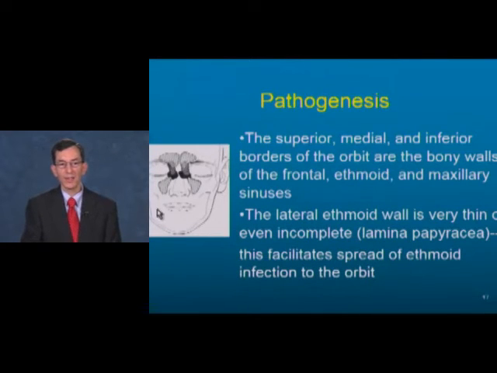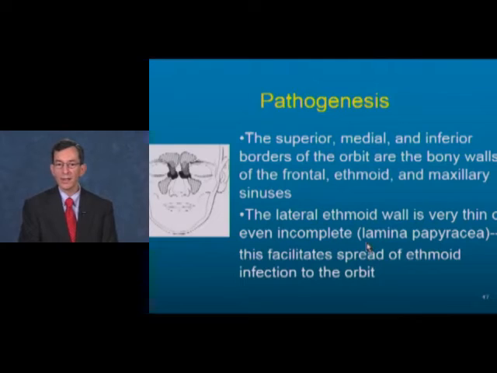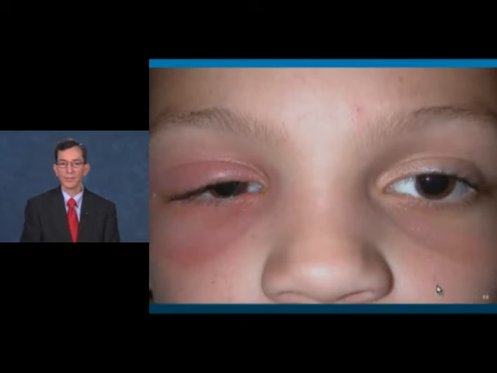This diagram shows the location of the paired sinuses and points out that their position really abuts the orbit, that the superior, the medial, and the inferior borders of the orbit, in fact, are the walls, the lateral walls or inferior walls of the respective sinuses, as you can see. Most importantly, the lateral wall of the ethmoid sinus is paper thin and has been named so, lamina papyracea. And in some patients, it's really incomplete. It's not even a true bony barrier. And so infections in the ethmoid can spread laterally into the orbit with marked ease.